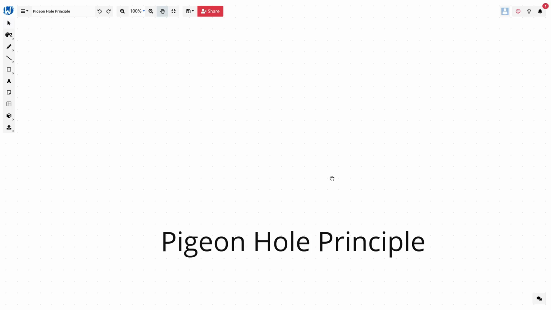In our previous lessons, we have learned about the various principles which are used in counting. To name a few, we have learned the multiplication principle, addition principle, bijection principle, and contradiction principle. We will learn a few more principles. So the first one we will be learning here is the pigeonhole principle.